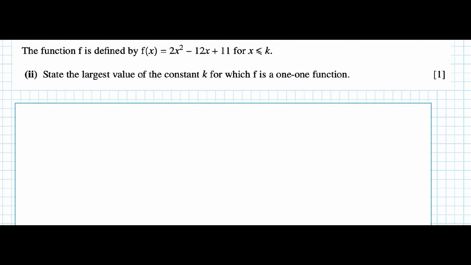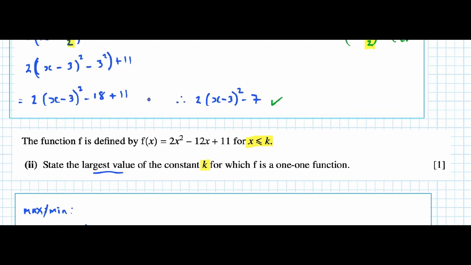The function f is defined by 2x squared minus 12x plus 11. We have x is less than or equal to k, constant of k. We have to find the largest value for that, and we also have a one-to-one function. So largest value would give me the indication that we might be dealing with a max or min. We know it's quadratic. We can draw a little quadratic there, and we have already completed the square. So we know that our turning point would be 3 and minus 7.